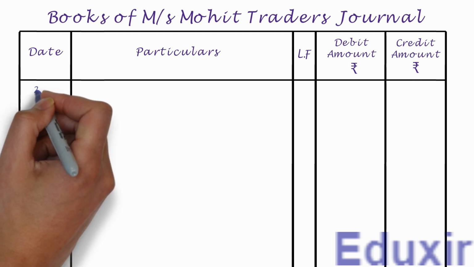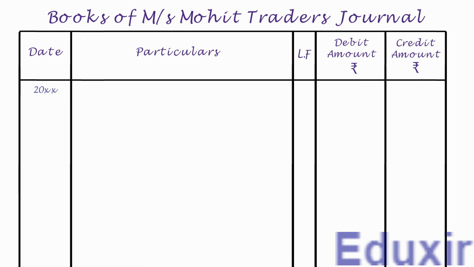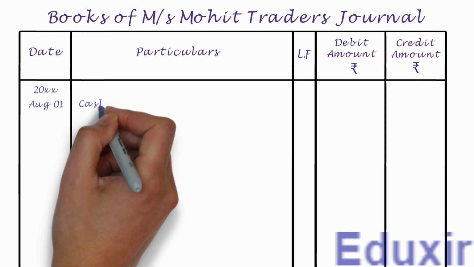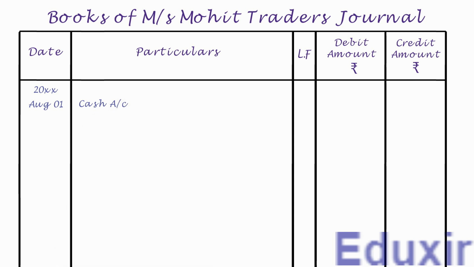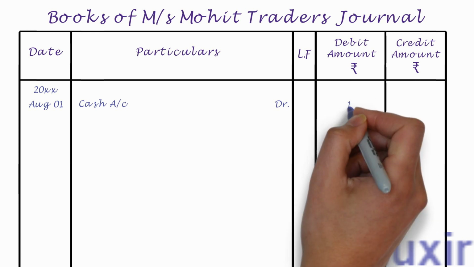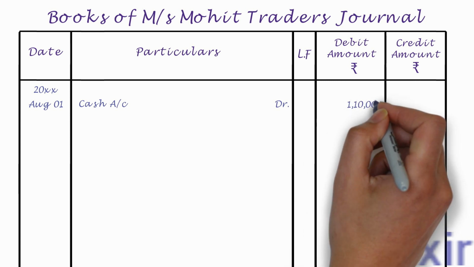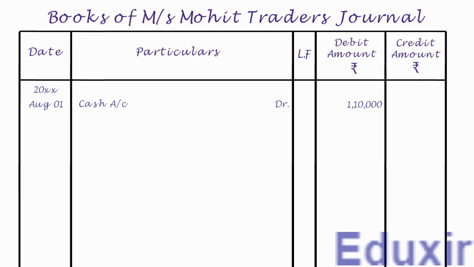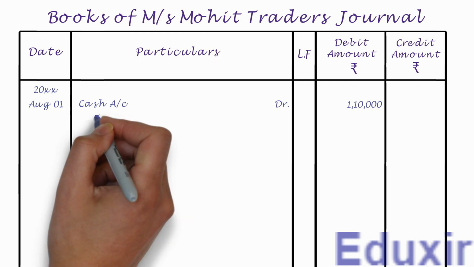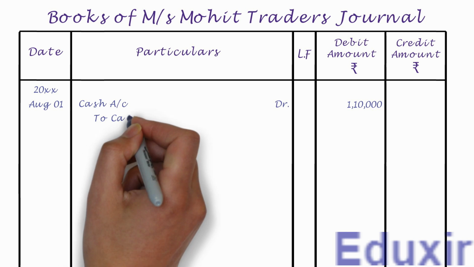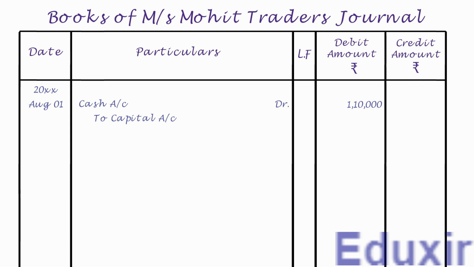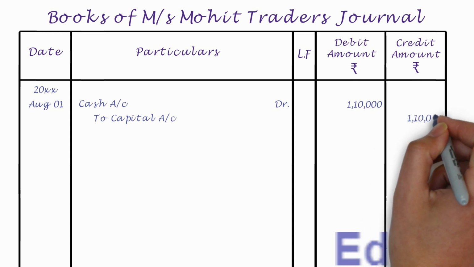Let us first record the year. Let us then record the date. Let us now record the cash account as the debit entry. Let us then write the text DR to indicate that this is a debit entry. Let us also record the debit amount of 1,10,000 rupees into the debit amount column. As you know, we need to leave some margin to record the credit entries. Also, the credit entries start with 2. Let us now write the capital account as the credit entry. Let us also record the credit amount of 1,10,000 rupees into the credit amount column.